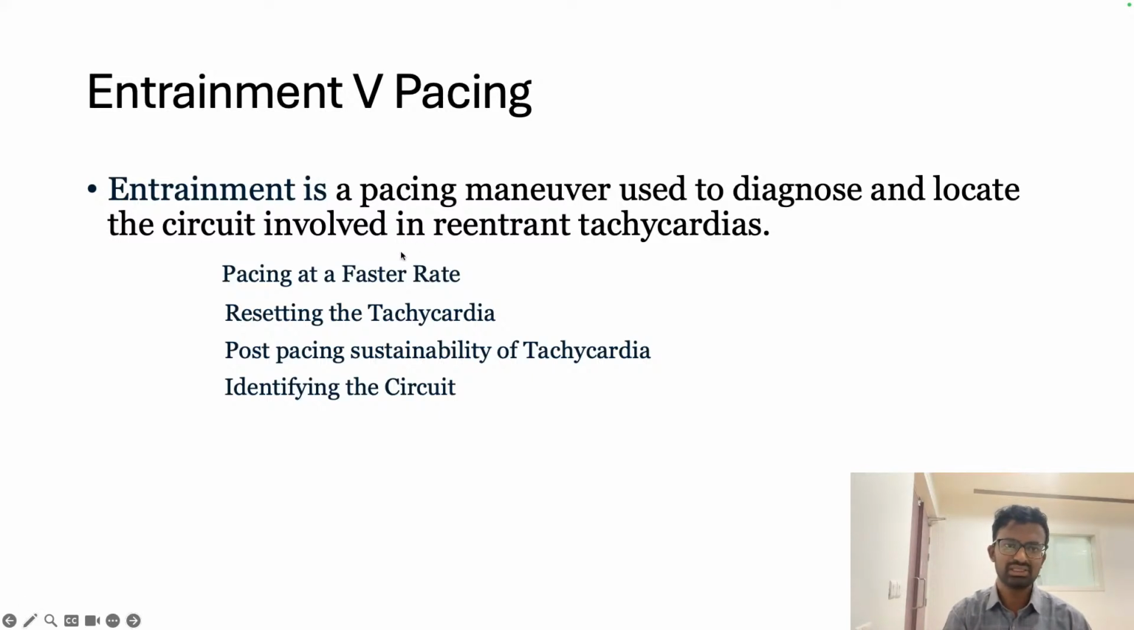So what are the steps we need to do? The same kind of thing as the PVC: pacing at a faster rate, resetting the tachycardia, post-pacing sustainability of the tachycardia, and identifying the circuit. These four steps we always follow. For example, with a tachycardia cycle length of 280 milliseconds, you pace at 260 milliseconds, pacing faster and resetting the tachycardia. Is it entrained or not? Second, post-pacing sustainability of the tachycardia: after stopping pacing, the tachycardia has to persist. Third, you need to measure PPI minus TCL, the tachycardia cycle length, and confirm whether the pacing site is within the circuit or outside the circuit.